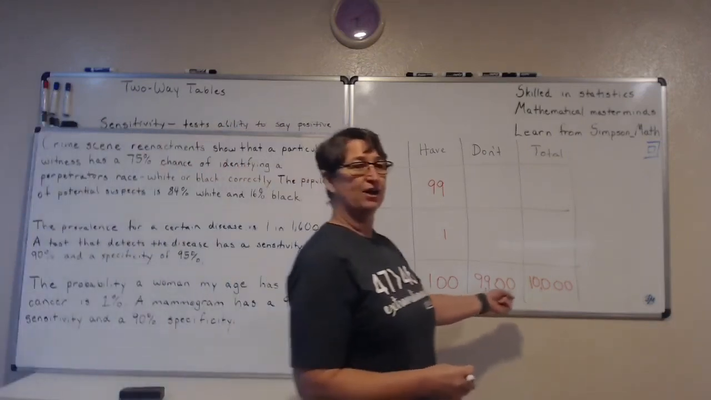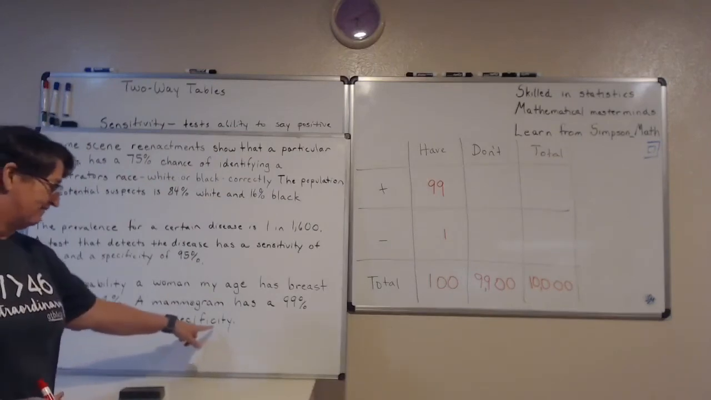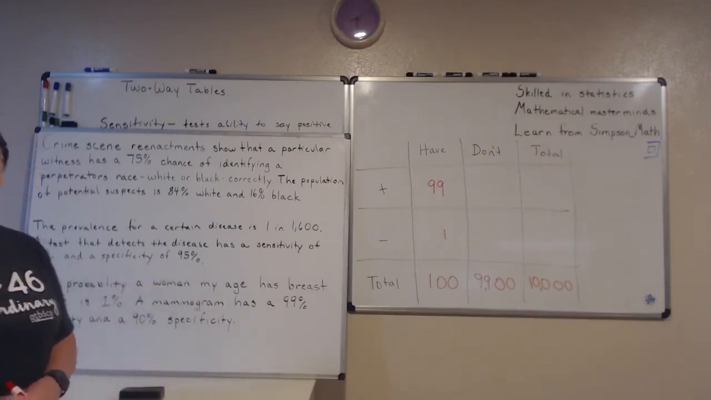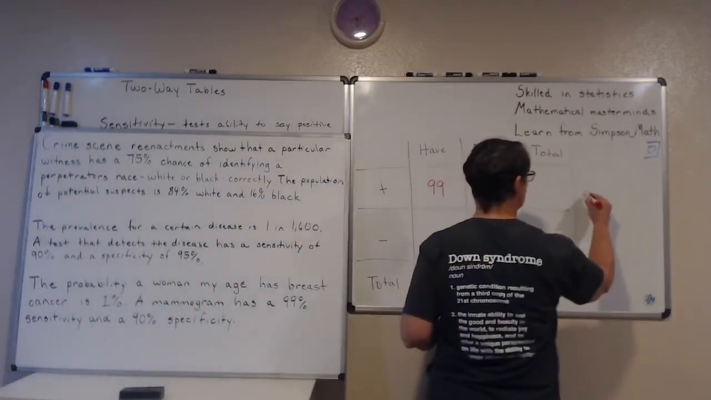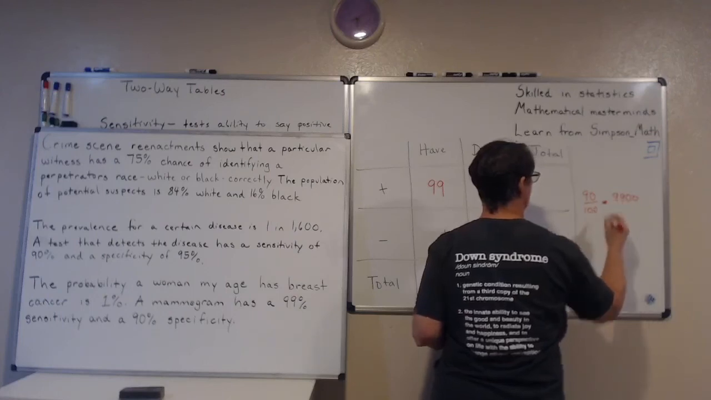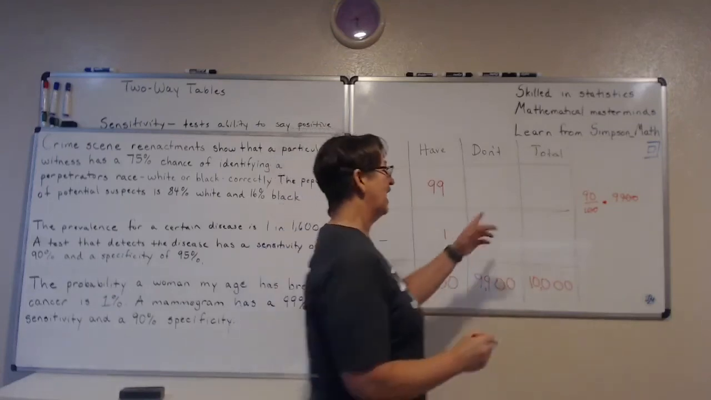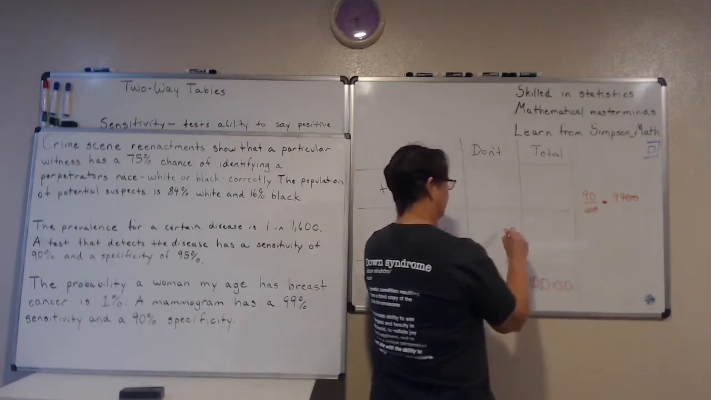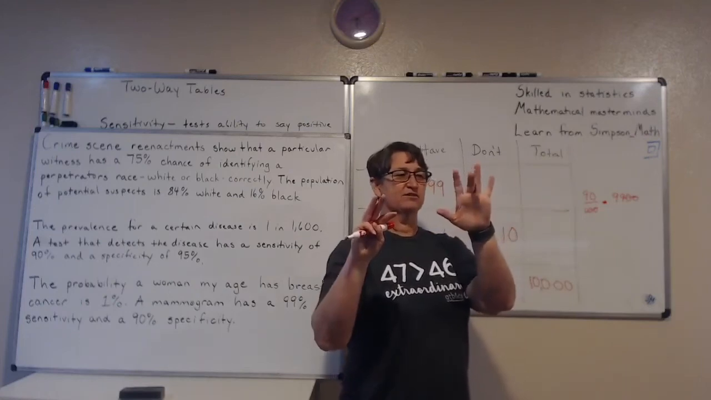Then there are 9,900 of them that don't have it, and the specificity is 90%. So 90% of those 9,900 are going to walk away with a negative. They're going to walk away knowing they don't have it. So 90% of 9,900. So again, zeros disappear, and now I'm just doing 90 times 99. Well, that zero on the end is just going to be a 0 here. And now 9 times 9 is 81. Carry my 8. 9 times 9 is 81, 82, 83, 84, 85, 86, 87, 88, 89.